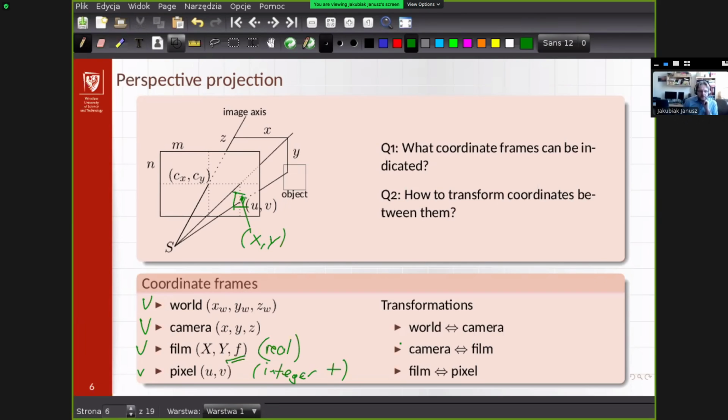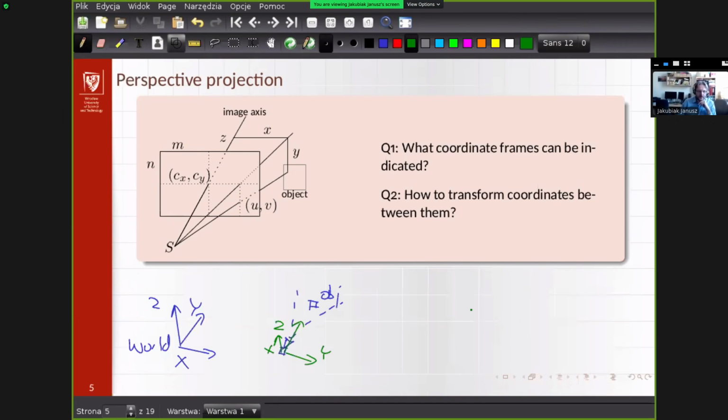So now the question is how to transform these elements to each other. How to get the transformation between the world and the camera coordinate system. So how to transform between this and this?